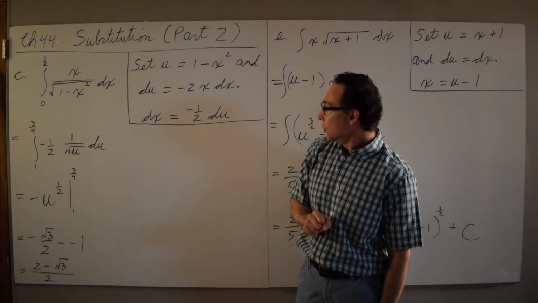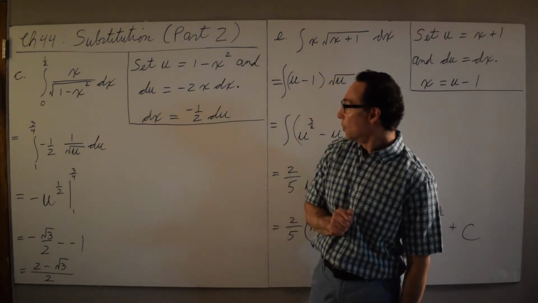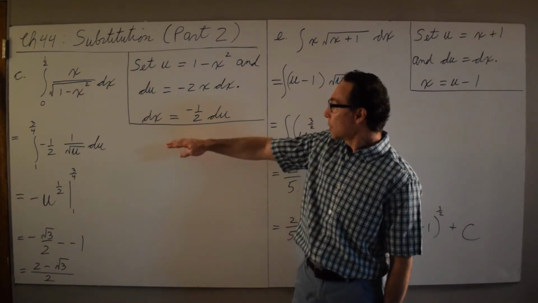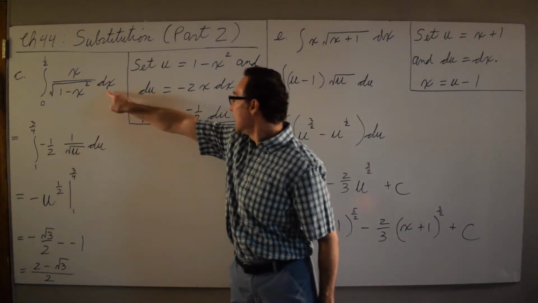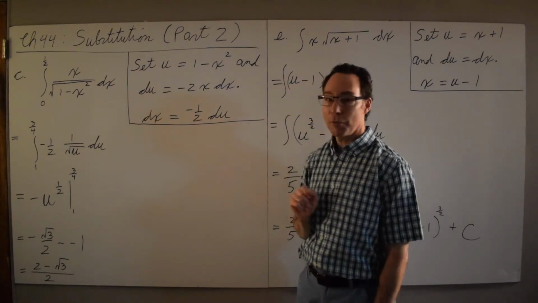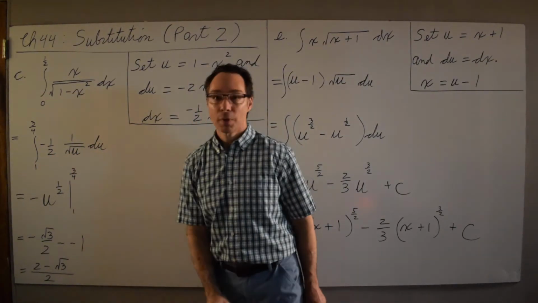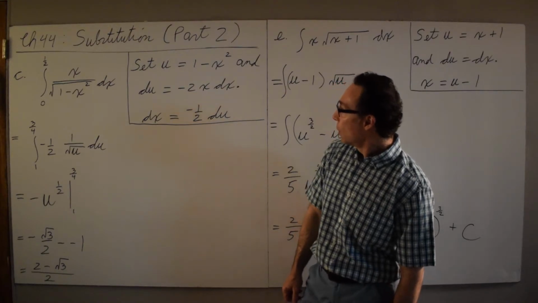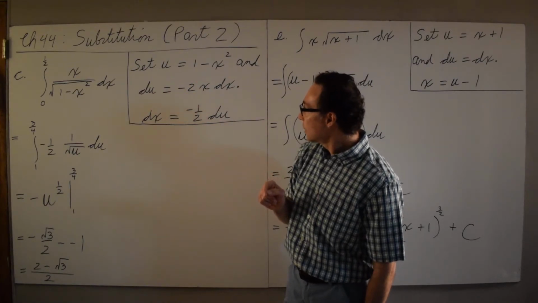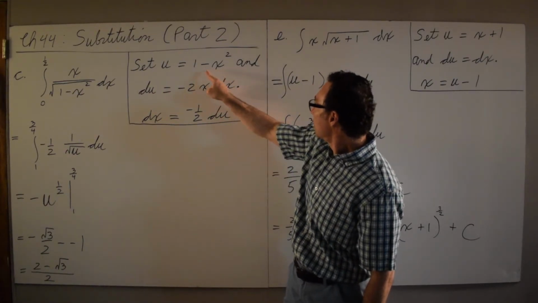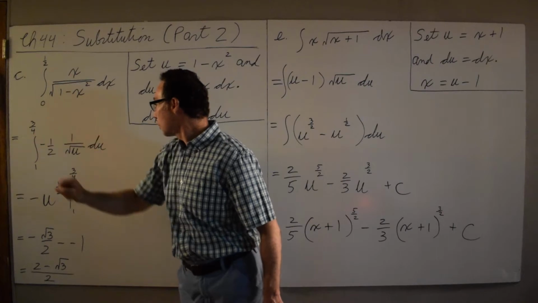And now we do our substitution. So this integral, we're now going to substitute in terms of u. So 1 divided by the square root of 1 minus x squared is 1 divided by square root of u. The dx is negative 1/2 du. So we have our negative 1/2 multiplied by du. And then we change our limits of integration. When x is equal to 0, u is equal to 1. And when x is equal to 1/2, u is 1 minus 1/2 squared, or 1 minus 1/4, which is 3/4.